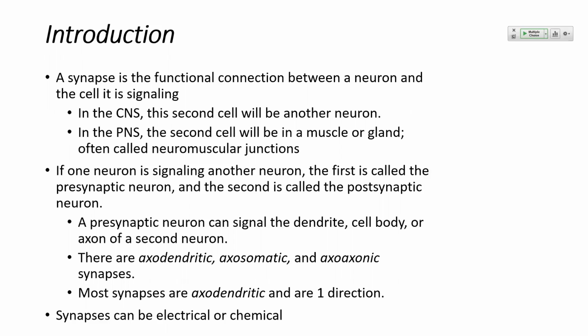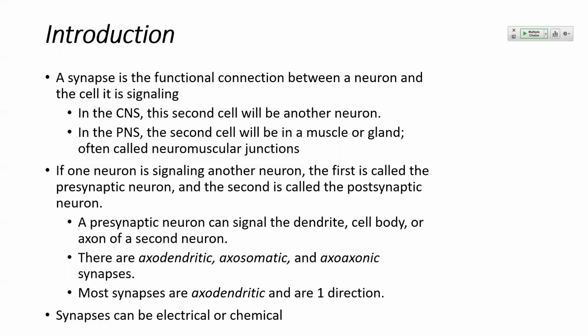We can speak about an axosomatic type of communication between the axon terminal and the soma or the cell body of another neuron. And then we can speak about an axo-axonic, which is a very rare connection between both the axon terminals of two adjacent neurons. Now, most of the synapses that we're going to speak about are axodendritic. So between the axon terminal and the dendrites, the receptor cells on those dendrites, and they're usually unidirectional synaptic communication that we're going to be referring to as we go on.